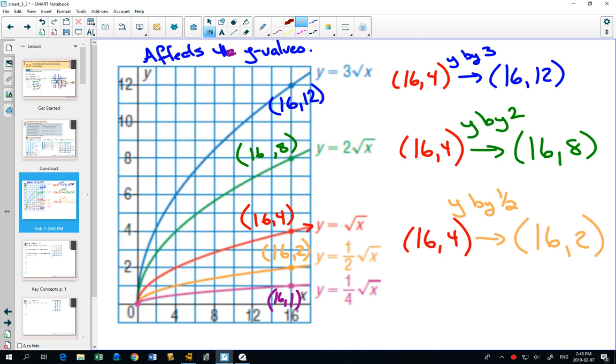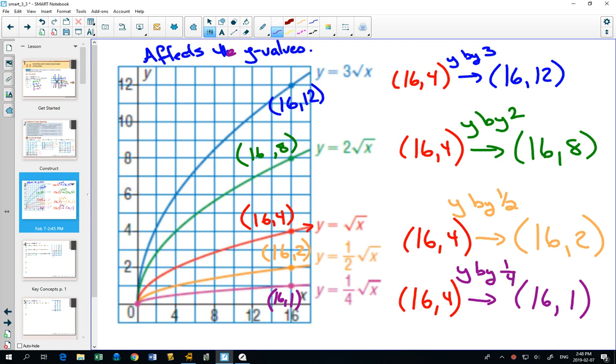And finally, on my purple graph, I started with 16 comma 4. I went to 16 comma 1. My y values were multiplied by 1/4. And this pattern of what's happening to your y values happens everywhere, to every single point.